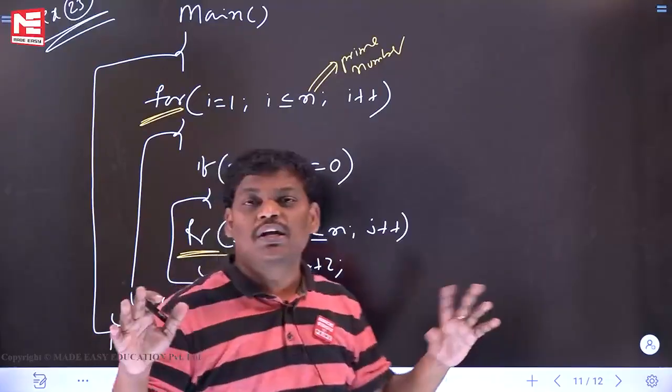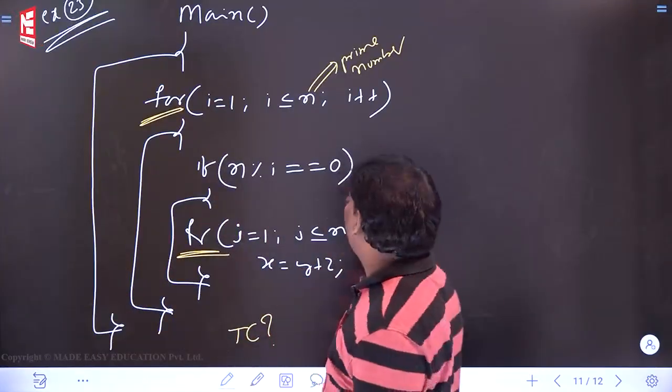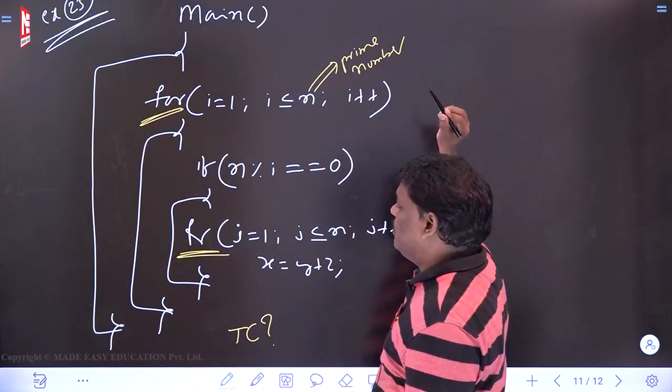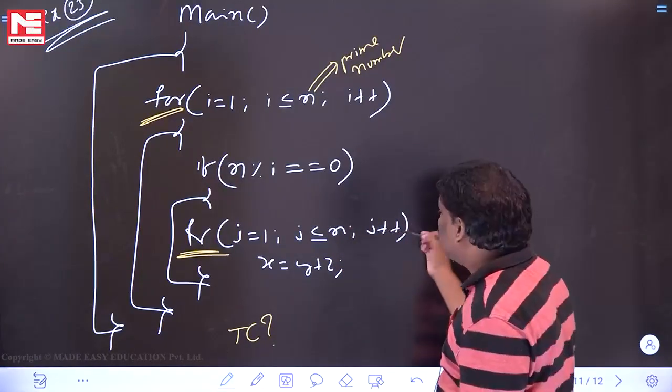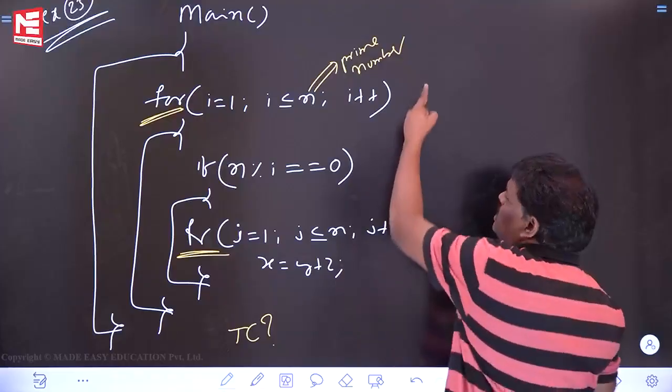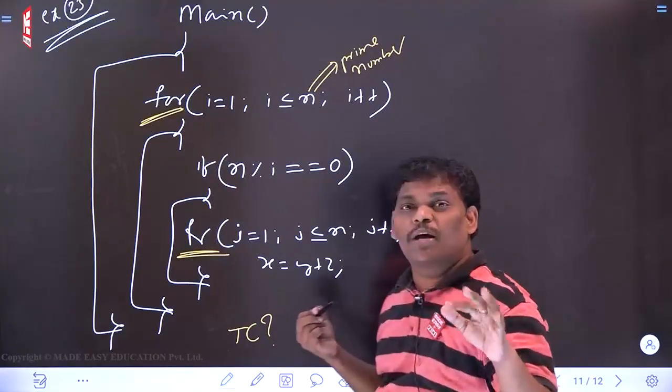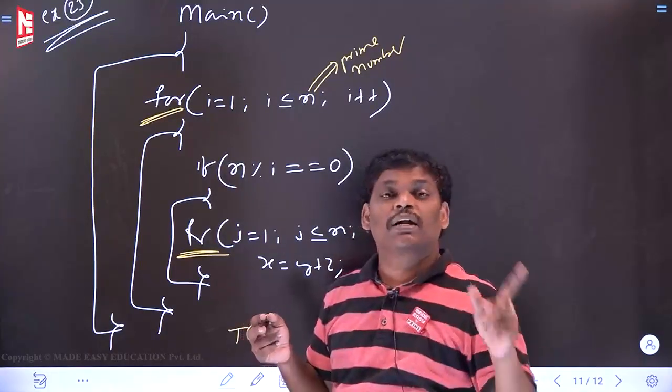What is the answer? Find individual and multiply. First, the I loop runs how many times? N times. The J loop runs how many times? N times. I loop is n times, J loop also n times. Right? So I think this is n time, this is n time. Actually the time complexity is n square, everyone knows.